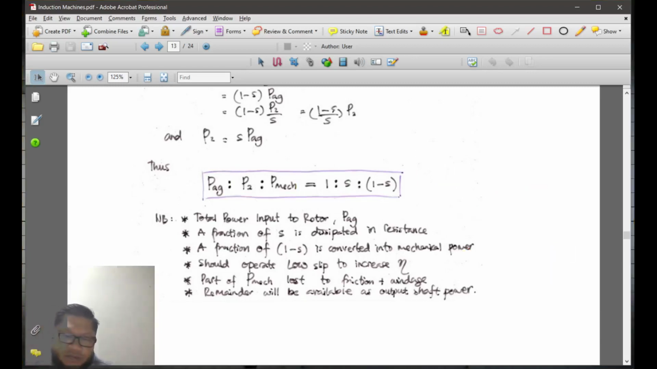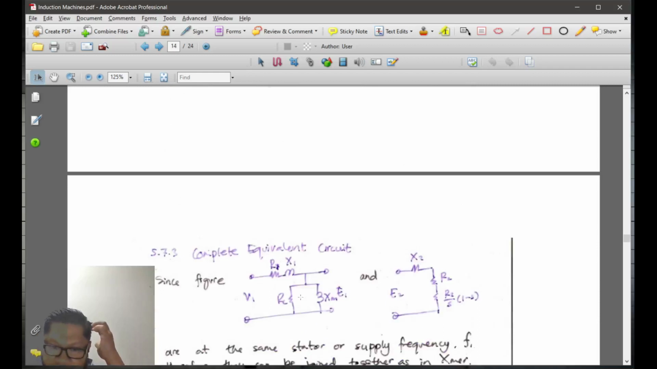The total power input to the rotor is known as the air gap power, PAG. A fraction S is dissipated in resistance. A fraction 1 minus S is converted to mechanical power. And it should operate at low slip frequency to increase the efficiency. Part of Pmax is lost to friction, and the remainder will be available as the output power.